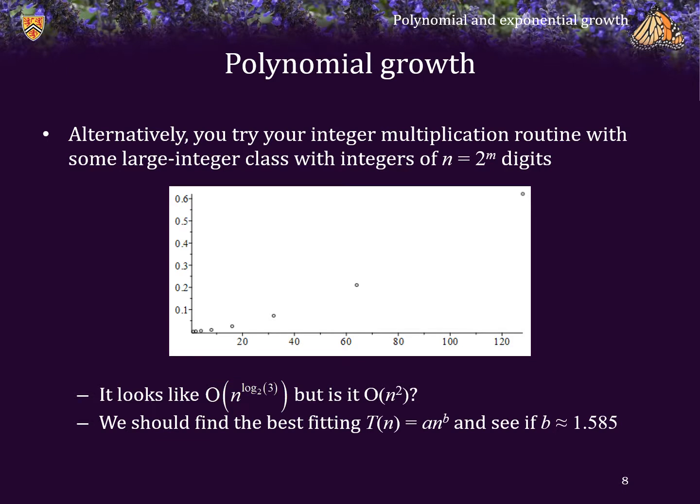What we'd really like to do is find the best fitting function of the form a times n to the b, and then see if b is at least approximately equal to 1.585 and not equal to 2.